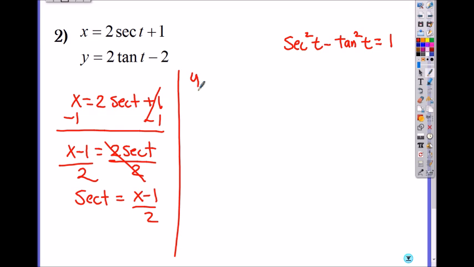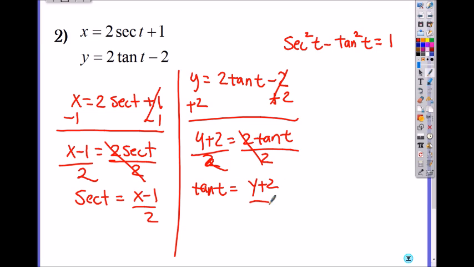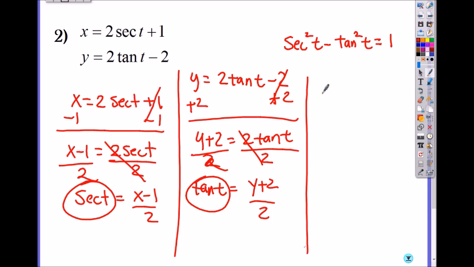From the y equation, I have 2 tangent of t minus 2. So add 2 first. So I get y plus 2 equals 2 tangent of t. So now I divide by 2. So tangent, this is 2. Tangent of t equals (y plus 2) over 2. So now having secant of t and tangent of t, we can plug into this identity.